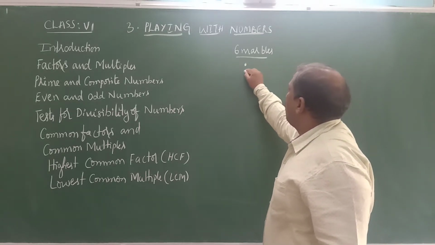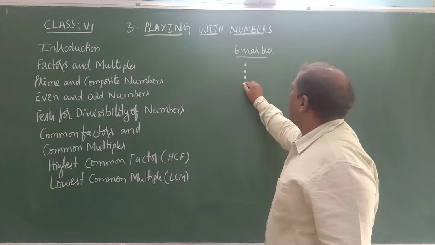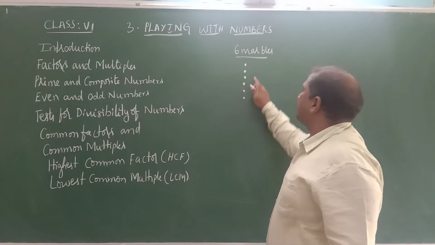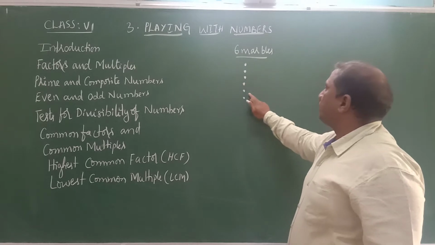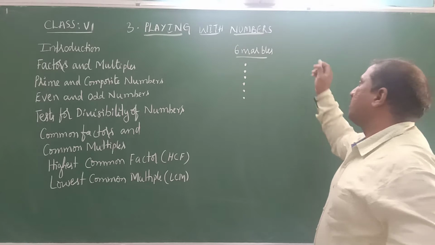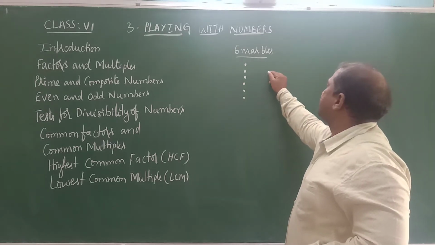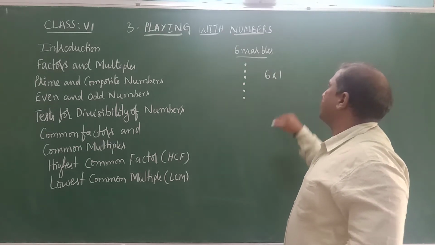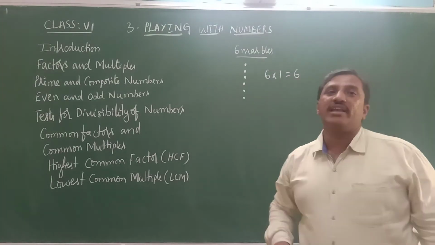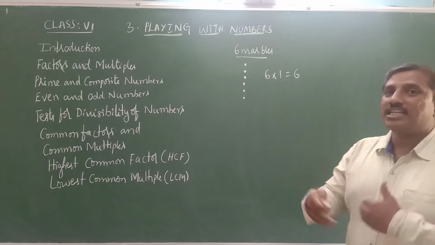1, 2, 3, 4, 5 and 6. Here we have 6 rows, 1, 2, 3, 4, 5, 6 rows. Each row is having only 1 marble. So he represented this as 6 into 1. 6 into 1 is equal to what? 6 we got.